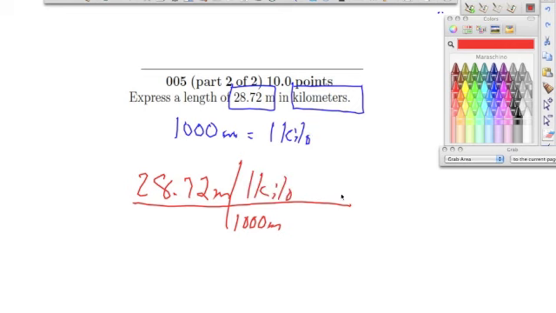That's our conversion factor. We go ahead, units cancel, and we end up dividing by 1,000, which we should get an answer right around 0.2872 kilometers.